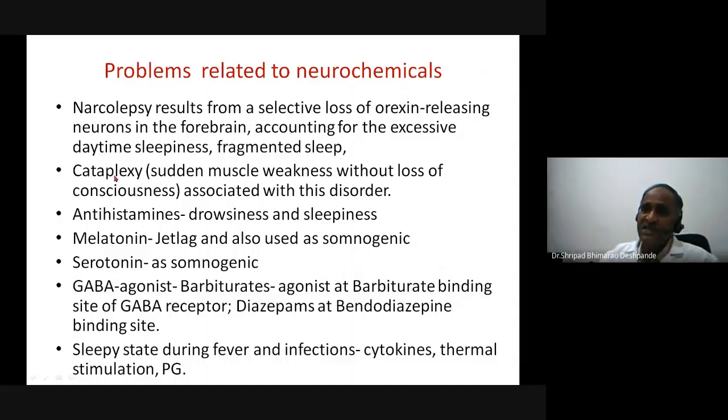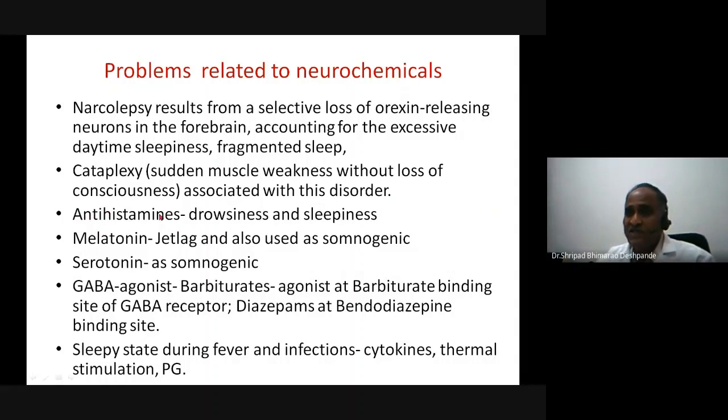Then the second condition, cataplexy. Cataplexy is a disorder associated with muscle weakness or a loss of muscle tone, or atonia. Sudden muscle weakness without loss of consciousness. That is cataplexy. It is associated with this disorder, and that may be coming from the cholinergic neurons present in the pons nucleus, which is inhibiting the muscle tone. So when we talk about the REM sleep, you will try to get the idea about that.